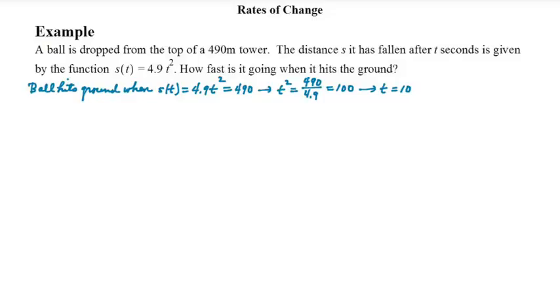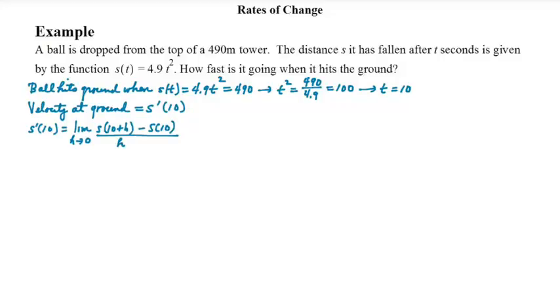So now, to find out how fast it's going, we need to calculate the rate of change, or the derivative, at 10. So the velocity will be s prime of 10. And to calculate s prime of 10, we'll start by writing down the definition. And now we need to evaluate this limit for the function 4.9 t squared. So let's start out by writing s of 10 plus h minus s of 10, which is 4.9 times 10 squared, divided by h.